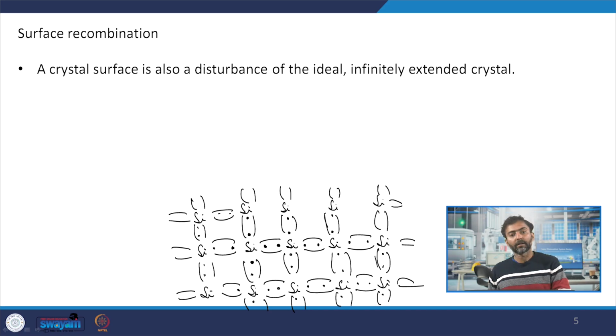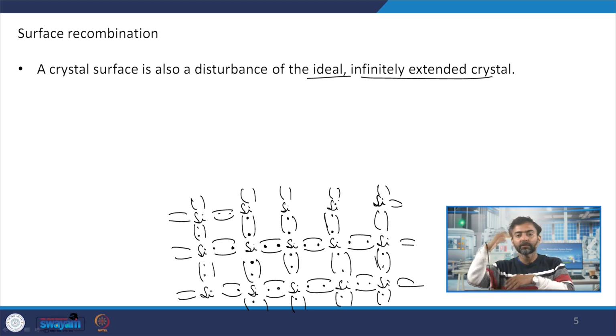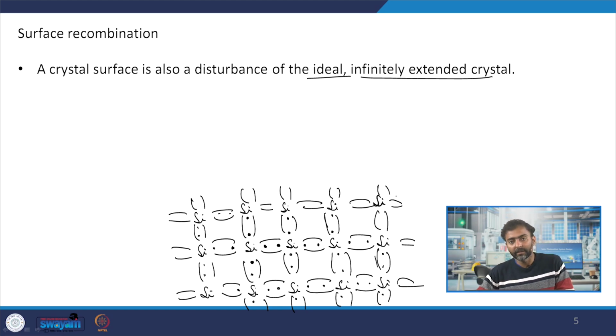That is why we are saying here that a crystal surface is a disturbance of the ideal infinitely extended crystal. The ideal crystal is infinitely extended; you can go on creating this type of diagram infinitely, with 4 bonds in each direction, and then the adjoining atom again has 4 bonds in each direction, the atom above again has 4 bonds in each direction, and the lower atoms again have 4 bonds in each direction. So it can go on being extended infinitely. That is the theoretical ideal crystal, which is infinitely extended.